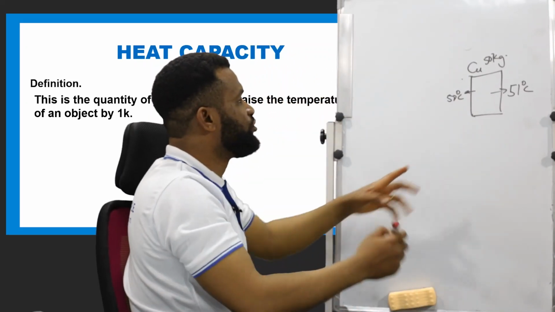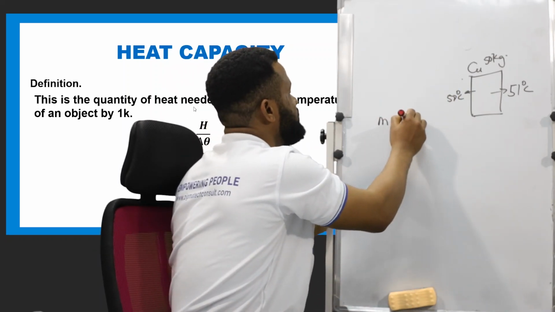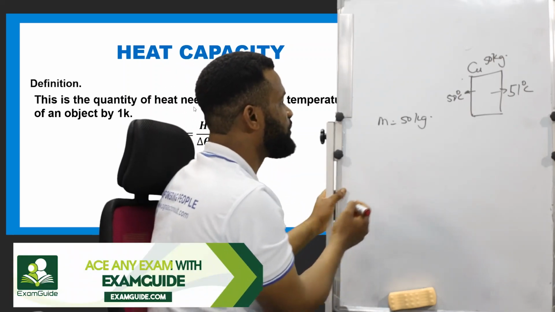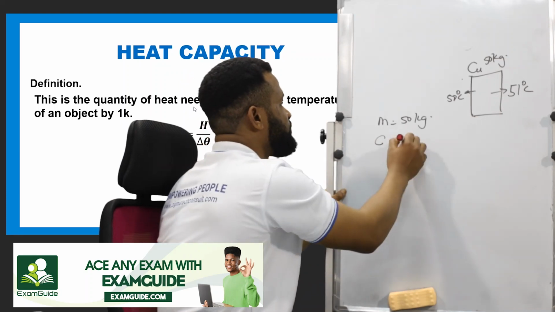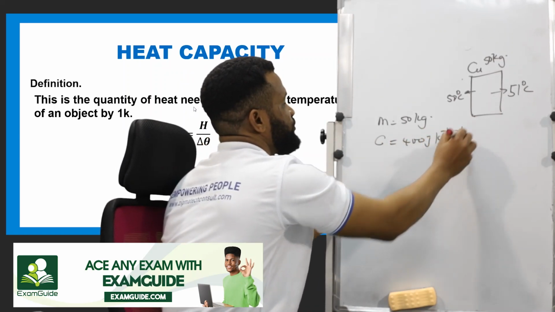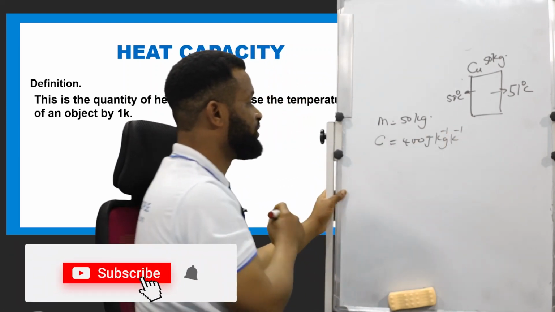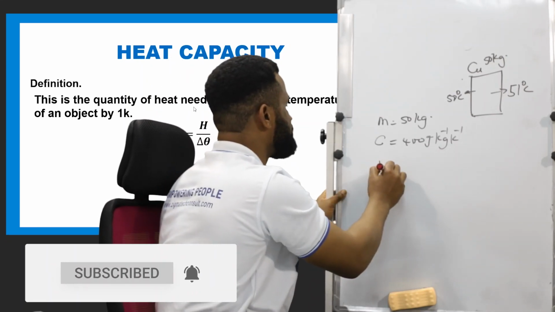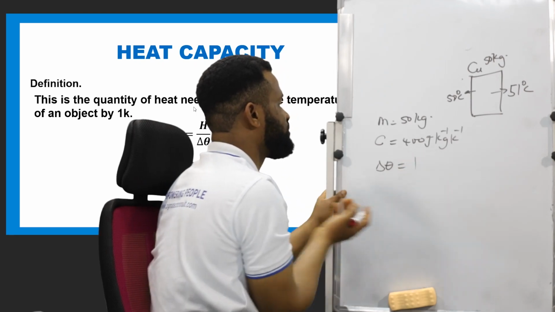So I am looking at this now. We said that the mass of the body is 50 kilogram, right? And the specific heat capacity C for copper is given as 400 joule per kilogram per Kelvin. This is another way you can write joule per kilogram per Kelvin. Then the change in temperature is going to be 1 degree Celsius or Kelvin.